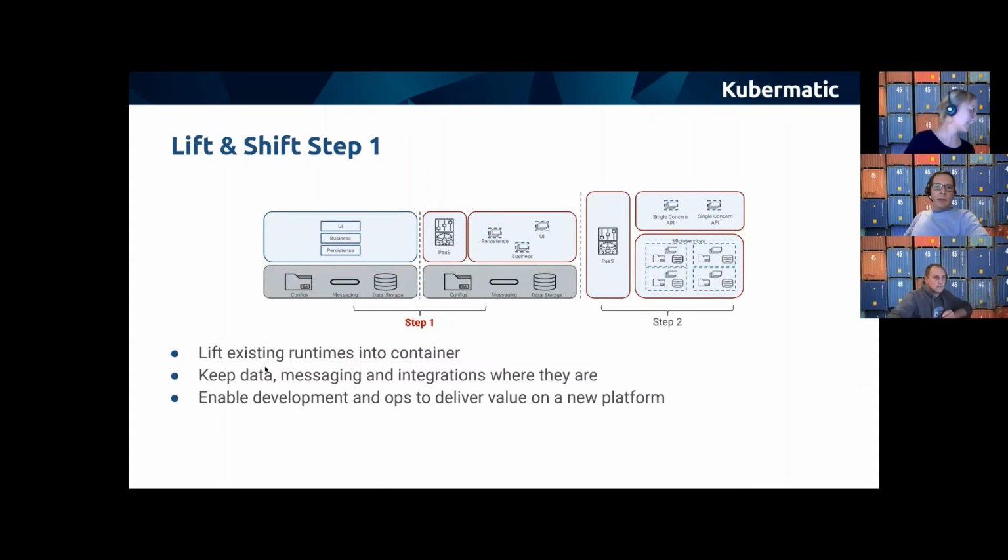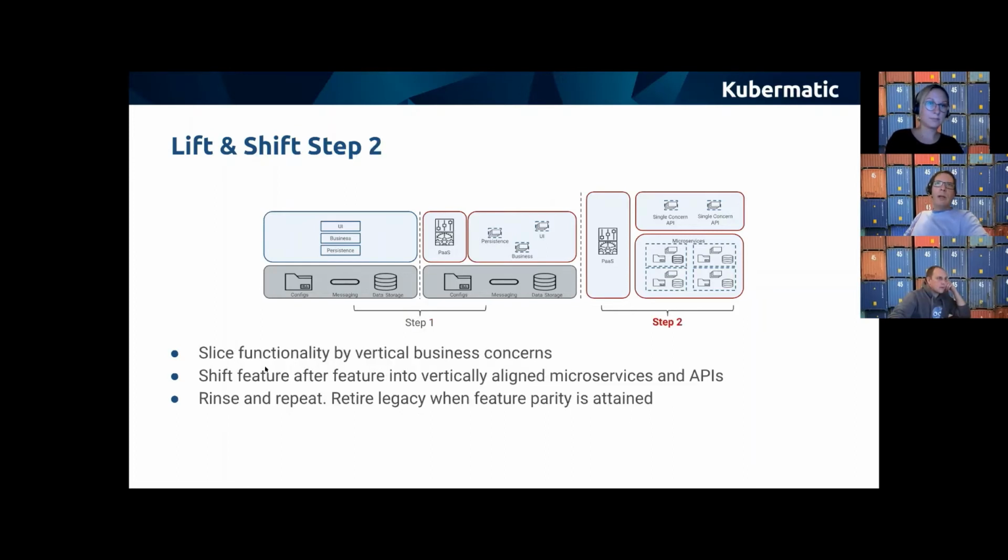So that means the first step is to lift existing runtimes into containers, where you keep the data, messaging, and integration where they are, and focus on enabling the development and ops teams to deliver value on the new platform. The second step is to slice the functionality by vertical business concern and shift feature after feature into vertically aligned microservices and APIs. This needs to be done again and again, feature by feature, and at the end, retire the legacy parts when feature parity is attained. I would say this is classical lift and shift.